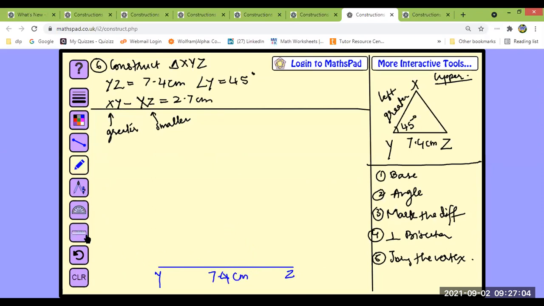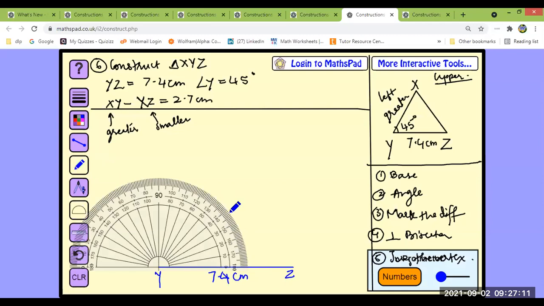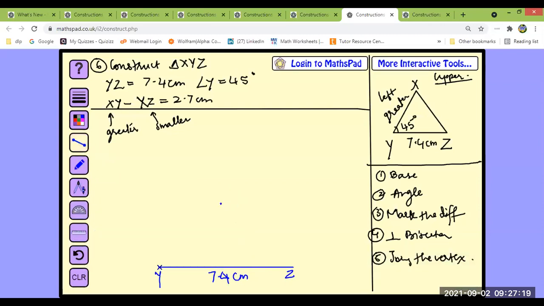Okay, and we have to draw the angle next. So with the help of protractor, I'm going to draw 45 degrees. 10, 20, 30, 40. So 45 is over here. All right. So we join and extend. Join Y to this point and extend. It's done. Draw arrowhead like this. This angle is 45 degrees. So we are done with base. We are done with angle.